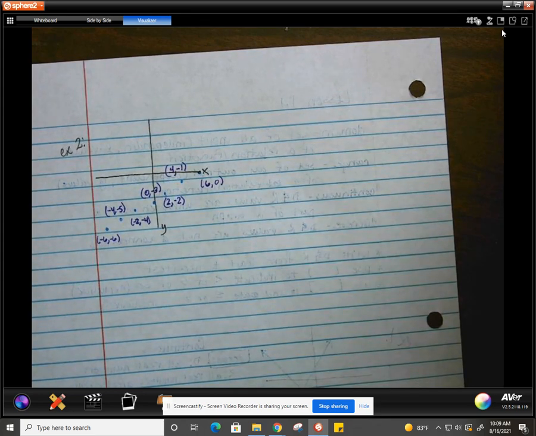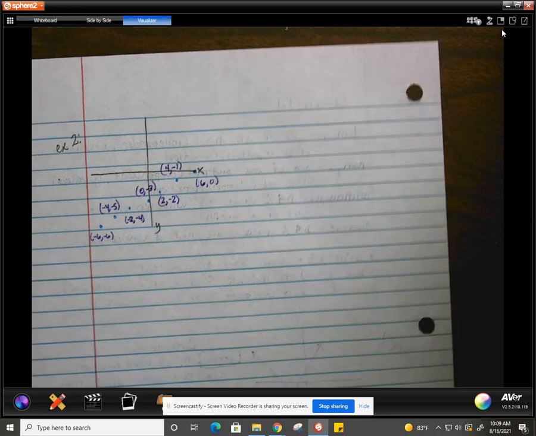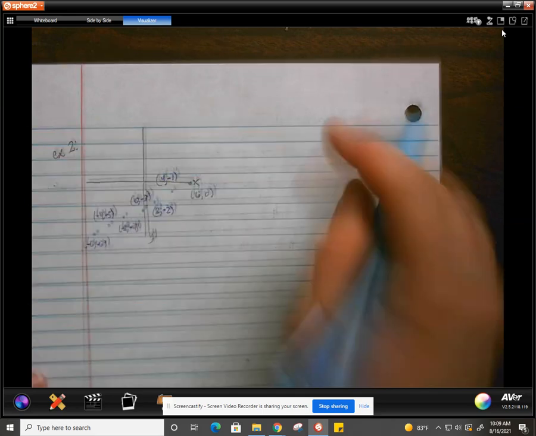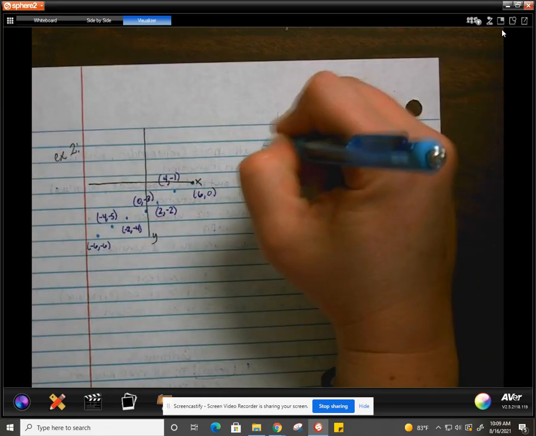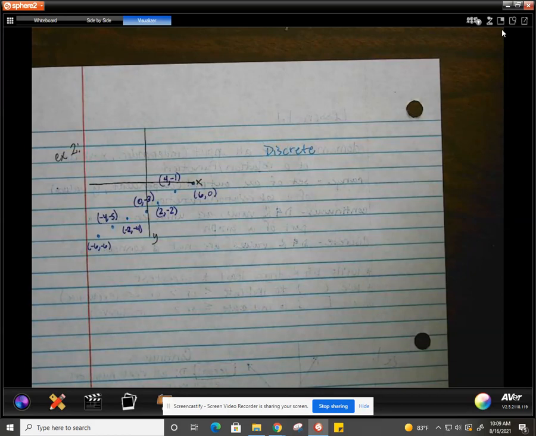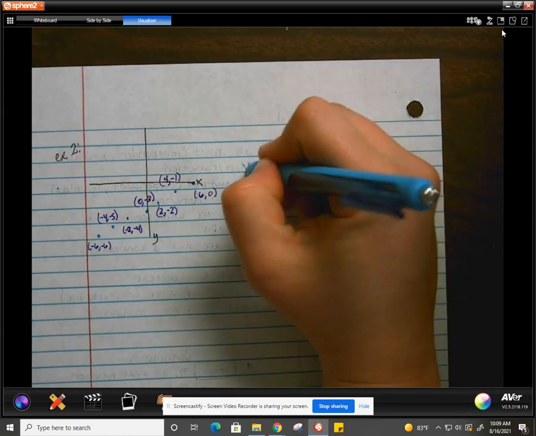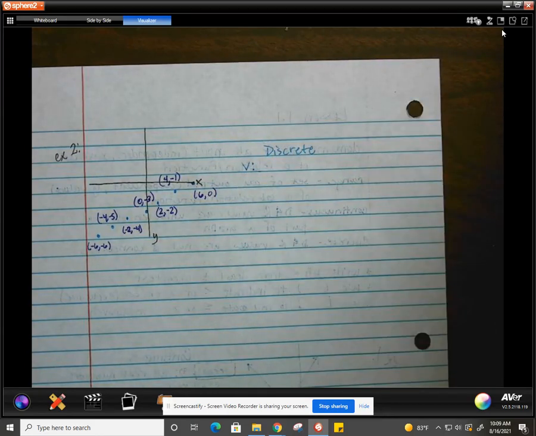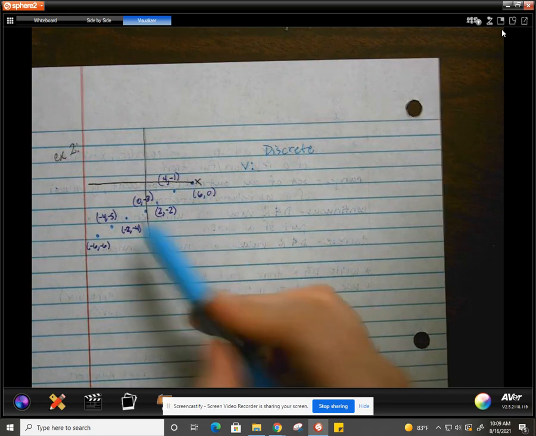Okay, now that I have my dots labeled, we're going to first answer the questions. Is it continuous or is it discrete? Since this consists of dots, this is a discrete graph. Okay, so for my verbal, I'm just going to put a V this time, verbal. This is a little bit different this time because it doesn't include everything.